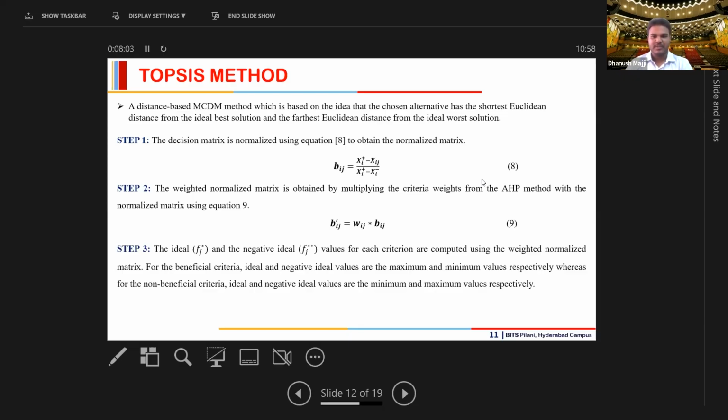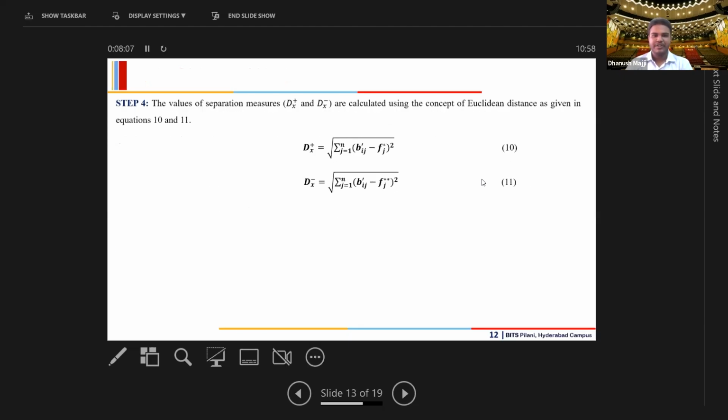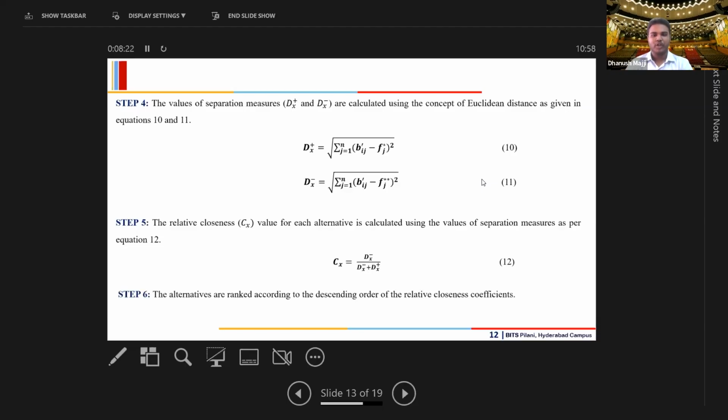So from there, we'll calculate the separation measures using the concept of Euclidean distance as given in equations 10 and 11. Using these separation measures, we'll finally calculate the relative closeness values using equation 12. So in the TOPSIS method, the alternatives are ranked according to the descending order of the relative closeness values.